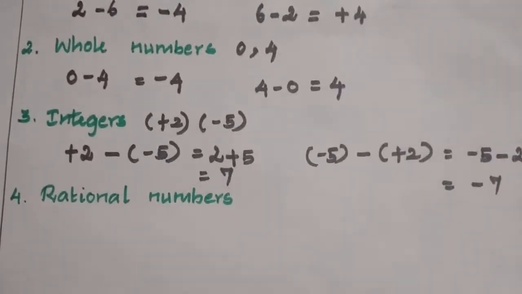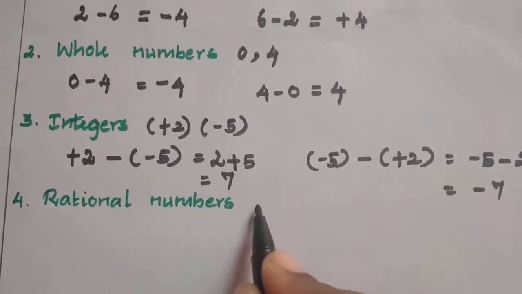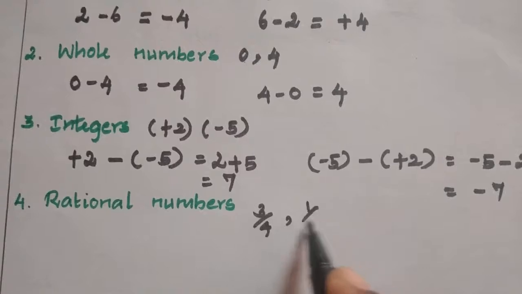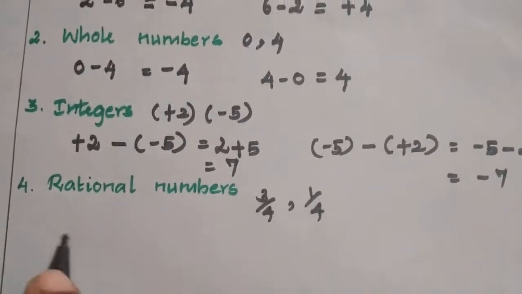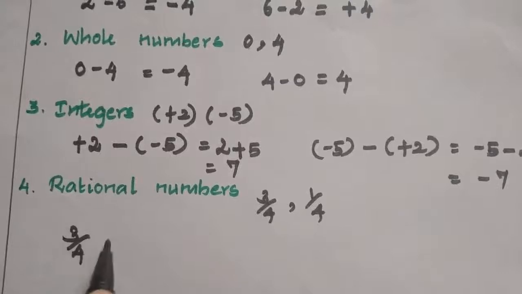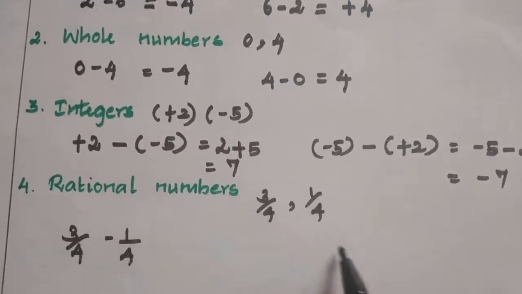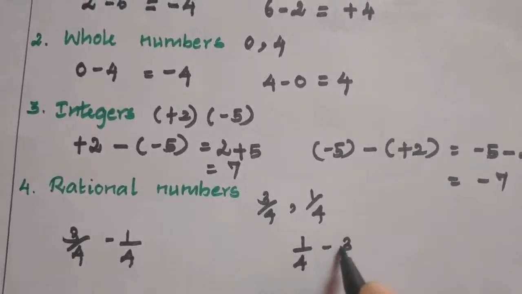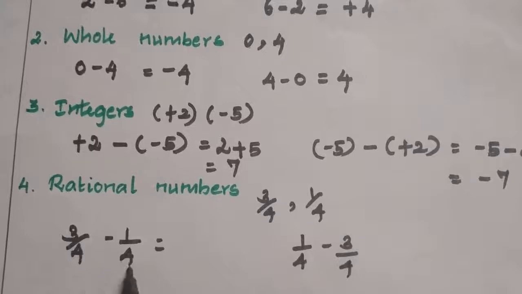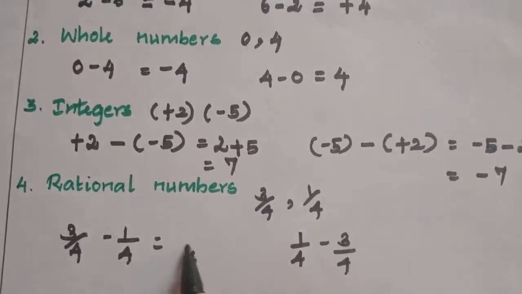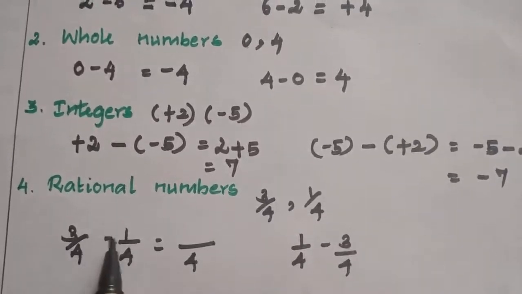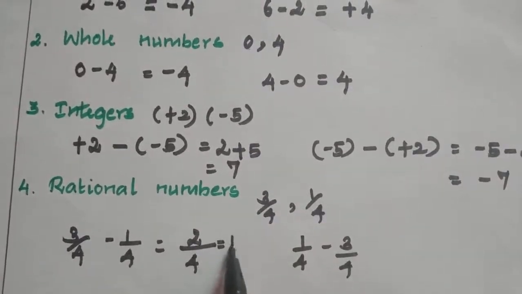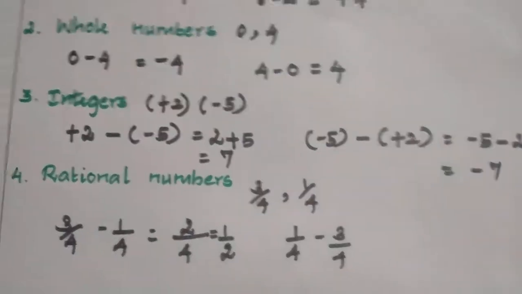Let us check with rational numbers. Take two rational numbers. One is 3 by 4 and the other one is 1 by 4. 3 by 4 minus 1 by 4. So here just interchange these two rational numbers. 1 by 4 minus 3 by 4. Here the denominators are same, so just write the denominator as such. Here in the numerator 3 minus 1, what will be the answer? Yes, this is 2. When you simplify this one, you will get the answer as 1 by 2.